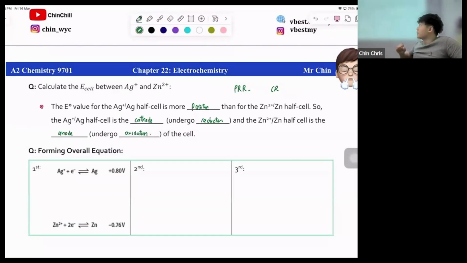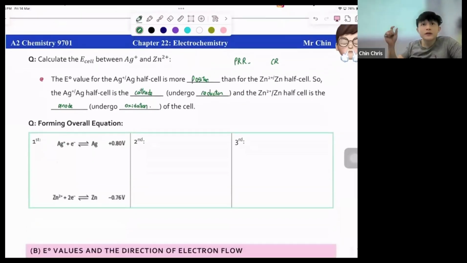All right guys, next. Forming overall equation. To form the overall equation is very simple. First step is to arrange whichever value is more positive on top, whichever is less positive at the bottom. Second step, draw a clockwise arrow. Just draw a clockwise arrow like that.